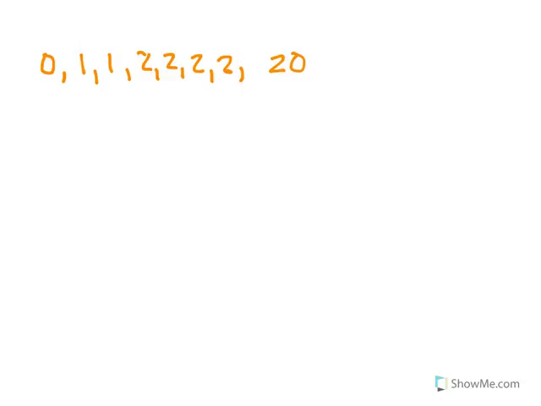I'm going to just do another example really quick. I don't think this is the exact data we used in the last video, but we're going to say this is data for homework slips again. And I already ordered it, and I have 0, 1, 1, 2, 2, 2, 2, and a 20.